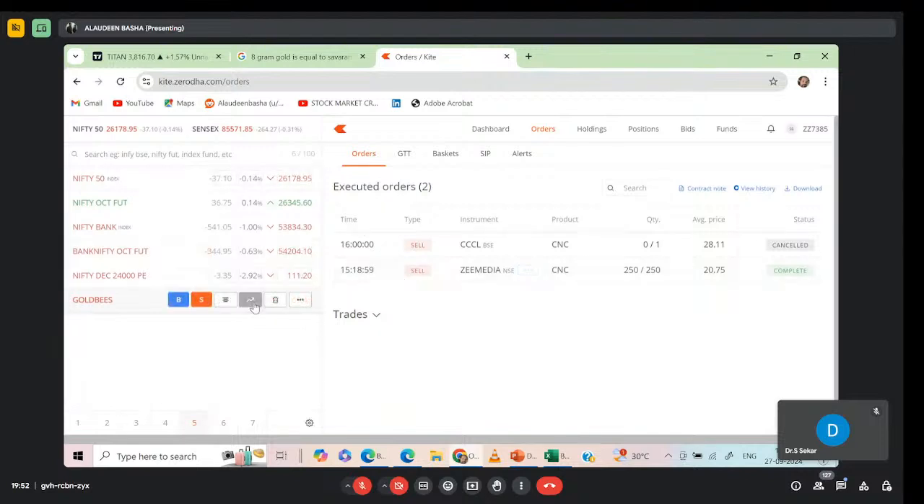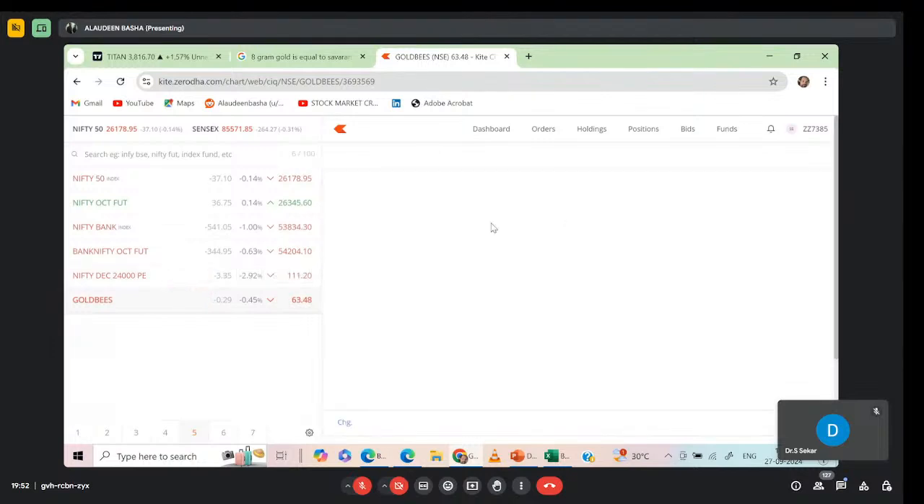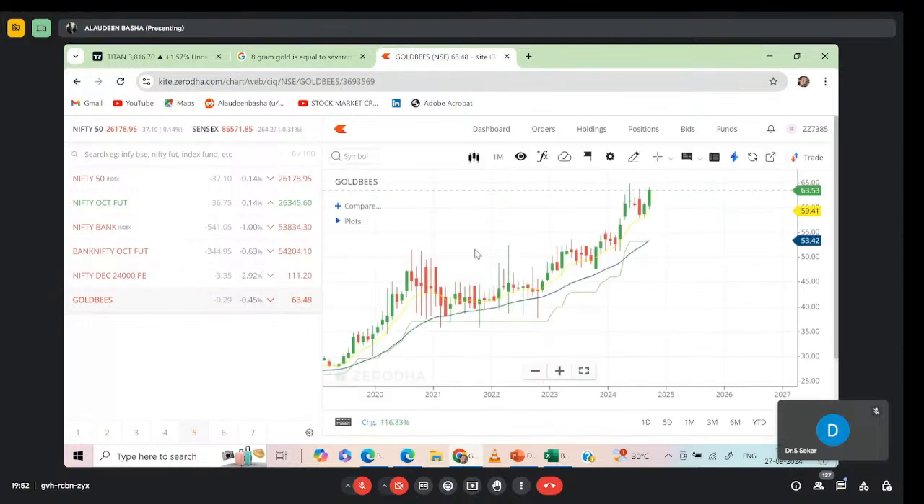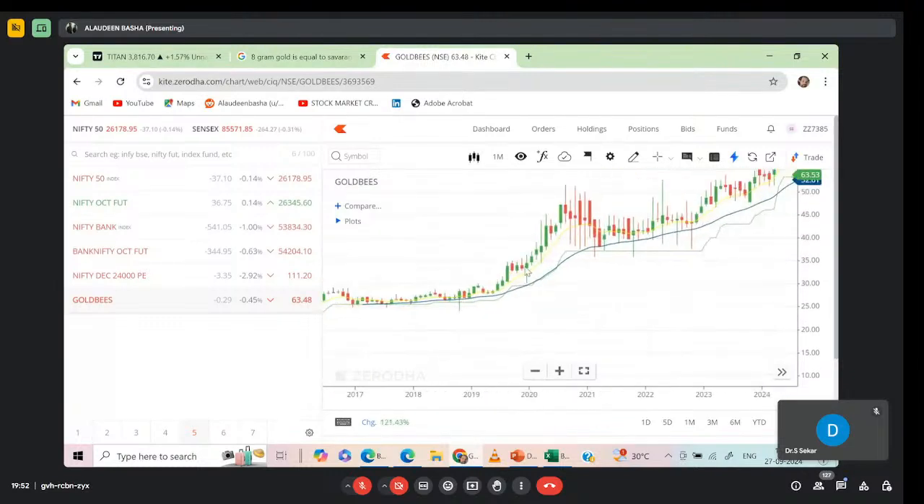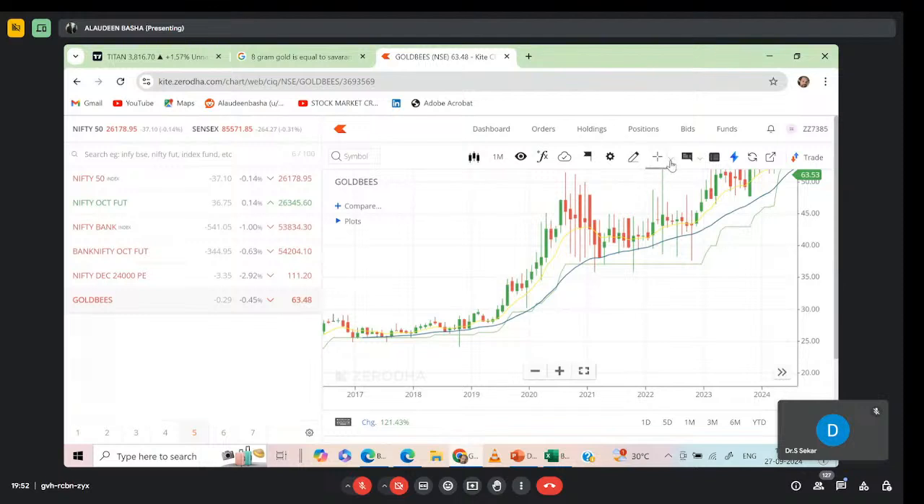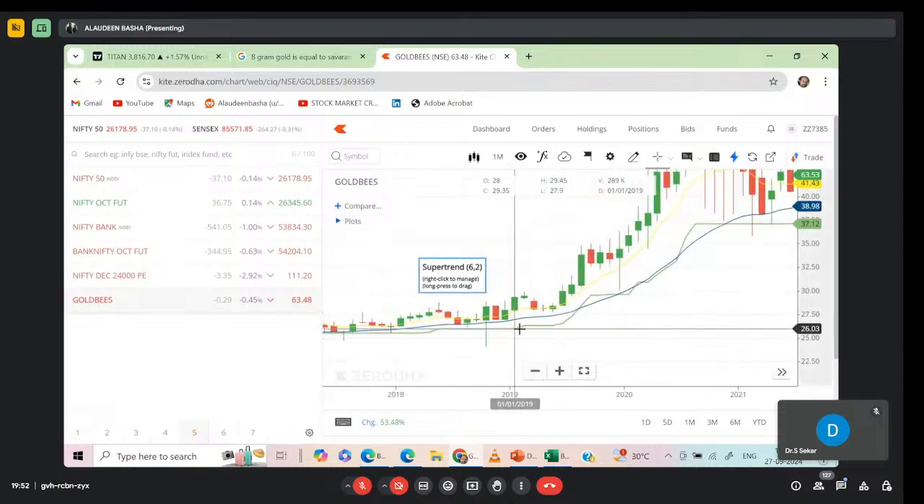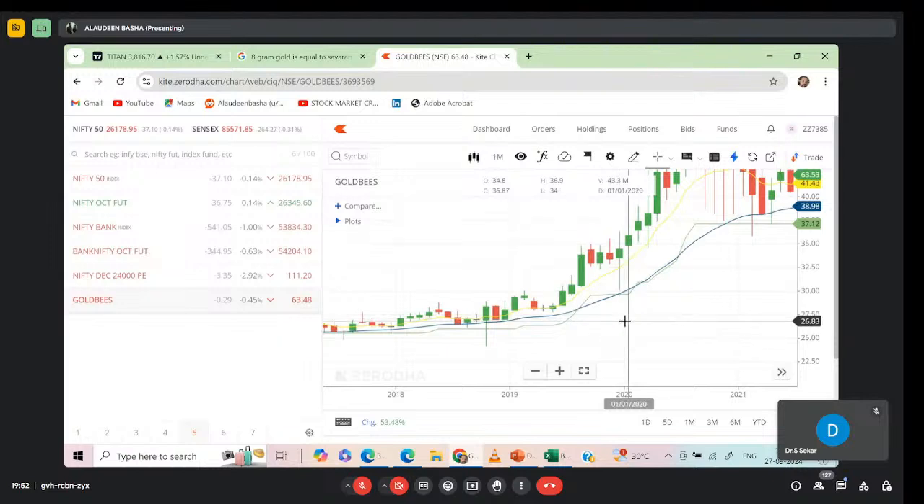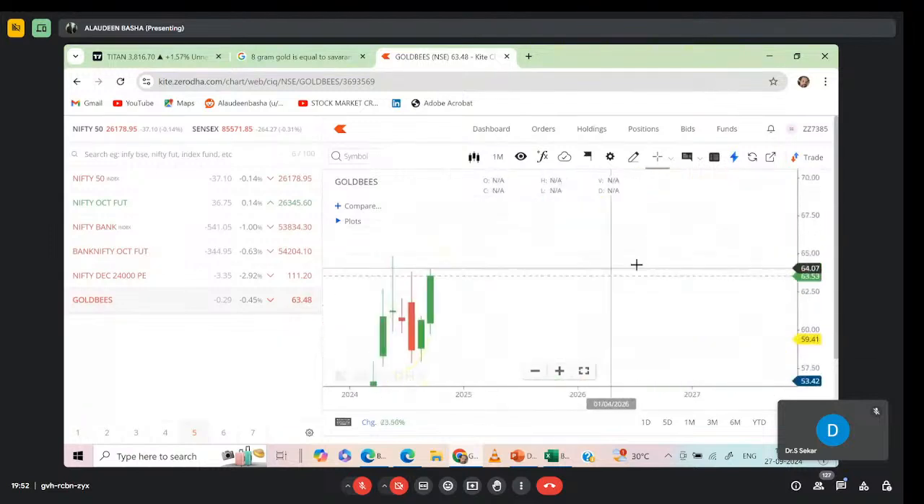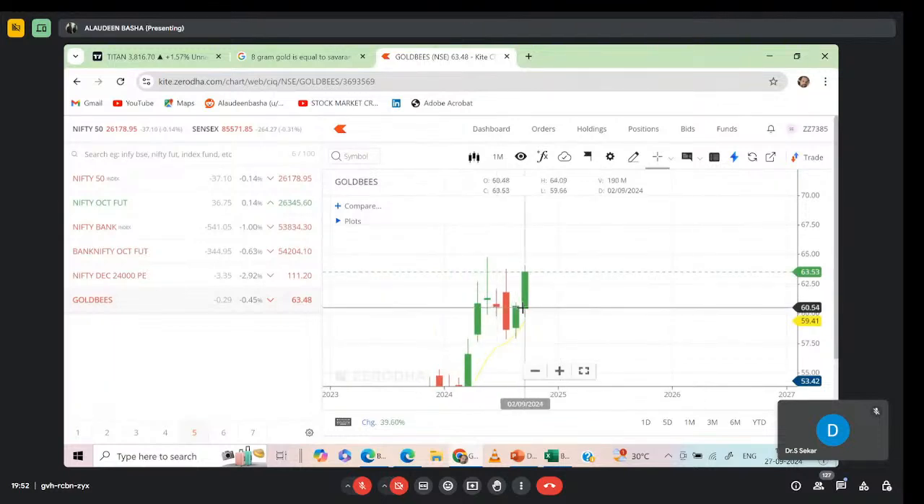For example, just check this chart. Say 4 years before, in 2020, you could invest in Gold Bees. I just put the cursor at January 2020. What's the price? The low price is 34, correct? Yes, sir. Okay, I can zoom it. The low price at January 2020 is 34. Now the current price is 63 rupees. So it almost doubled within 4 years.